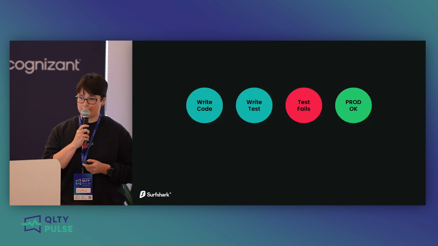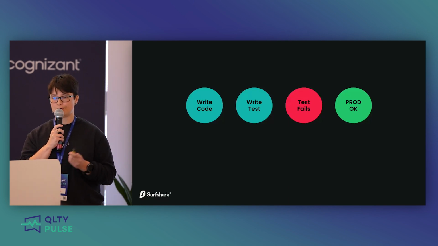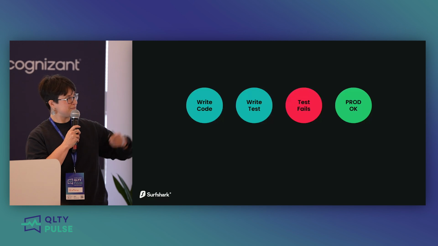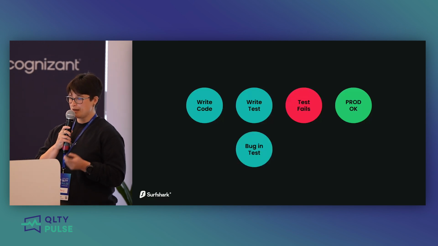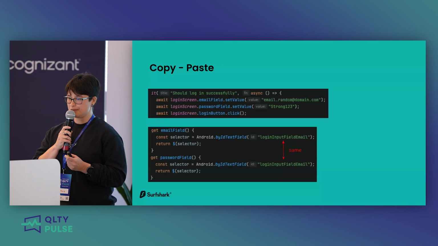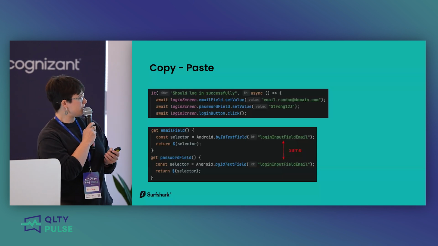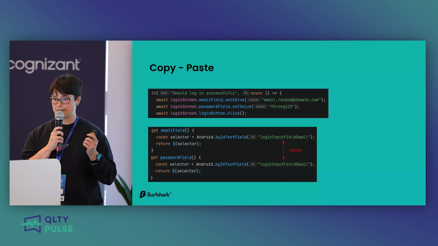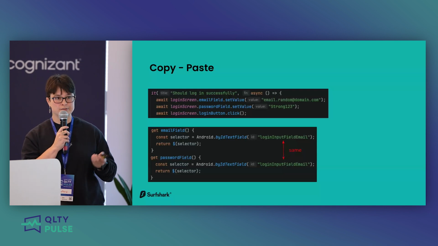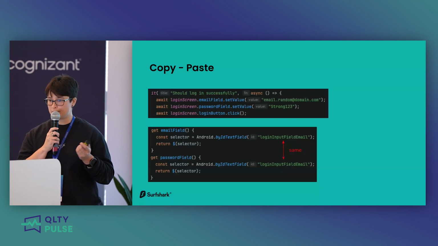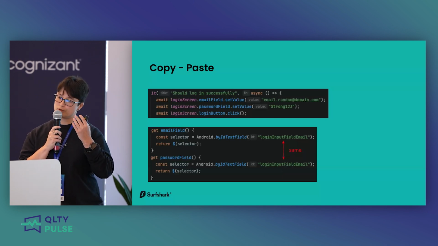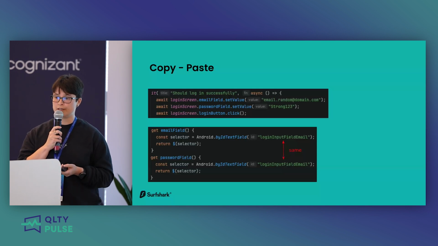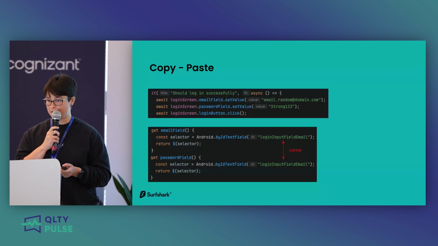And let's move to the last case for today. Writing code, writing a test, the test fails, production is okay. A bug in the test, apparently. Yeah, so copy-paste again. This is from an end-to-end test. The test itself looks kind of okay. We are inserting an email field, the password field, clicking login. But what was done under the hood? Basically, we copied the ID 2 times. So the email field got entered 2 times. And that's why the test failed.